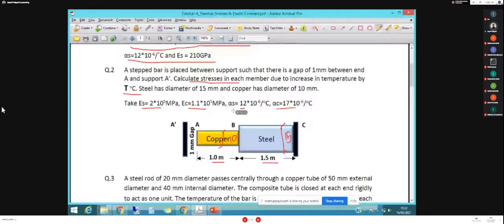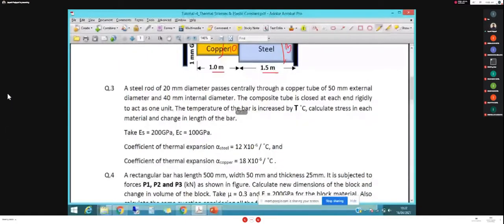We are going to the next example, example number 3. In this example, a steel rod of 20 mm diameter passes through a copper tube, whose external diameter is 50 mm and internal diameter is 40 mm. The tube is rigidly fixed at both ends, and the temperature increases by T degrees Celsius. Calculate the stress induced in the material.